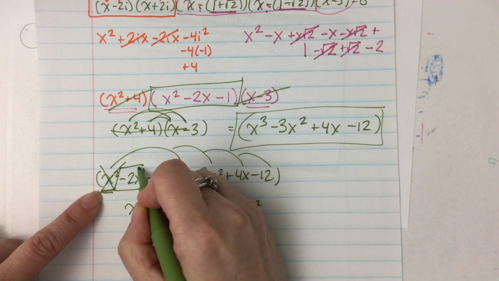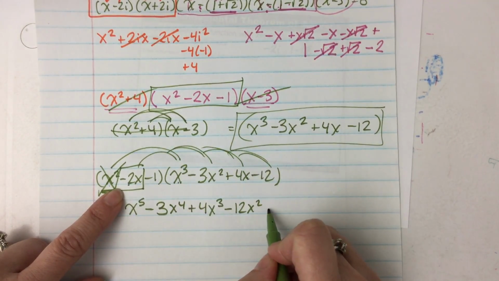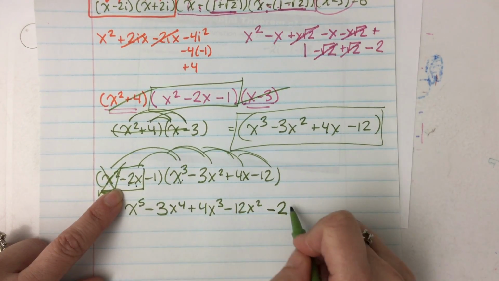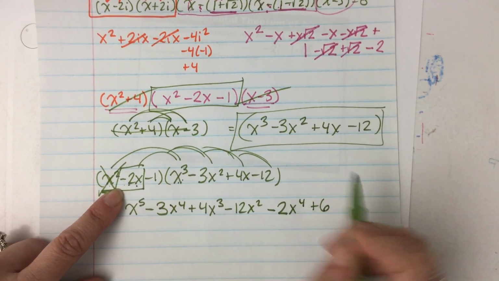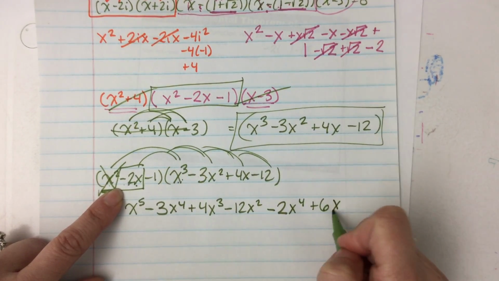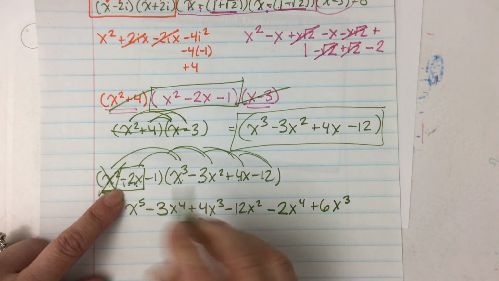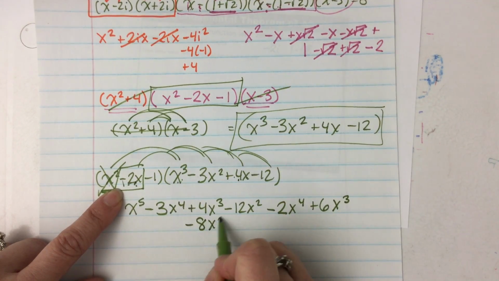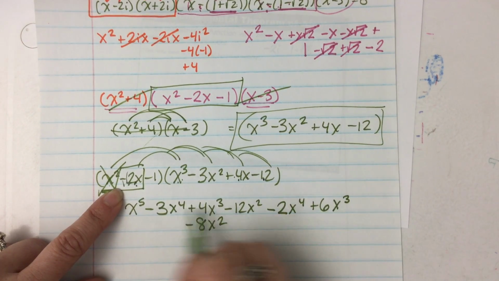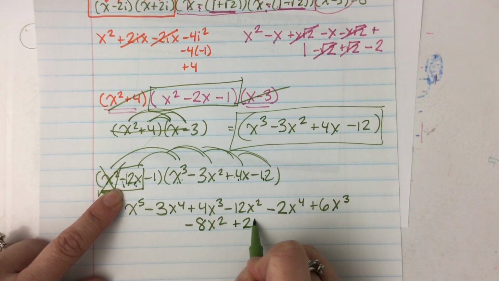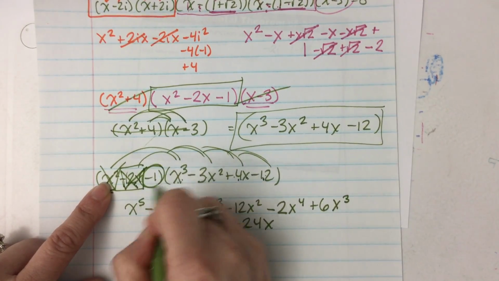Now I take negative 2x, and I have to bring it into everything. Negative 2 times an unwritten 1 is negative 2. 1x and 3x's make 4x's. Negative 2 times negative 3 is a positive 6. 1x and 2x's make 3x's. Negative 2 times positive 4 is negative 8. This has an x and this has an x, so together there's 2. Negative 2x times negative 12. Negative 2 times negative 12 is 24. This has an x, this does not, so together it's 1. So I'm done with that term.